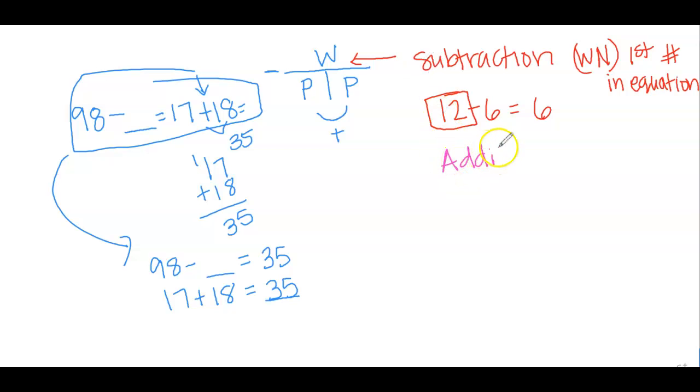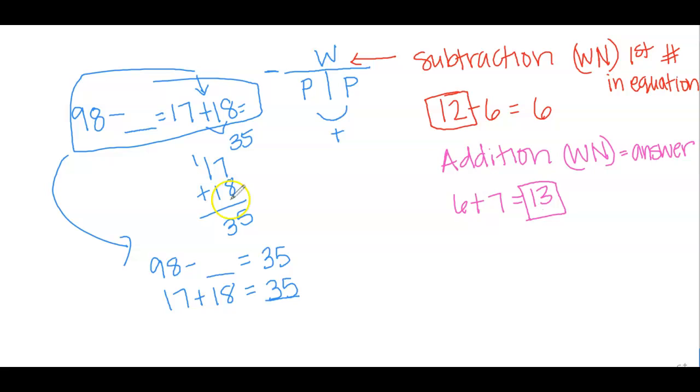In addition, your whole number is going to be your answer. So if I had 6 plus 7 equals 13, my whole number would be here. So you have to remember, in addition and subtraction, where you find your whole number is going to be a little bit different. So over here, my whole number is going to be 35 because I have addition.